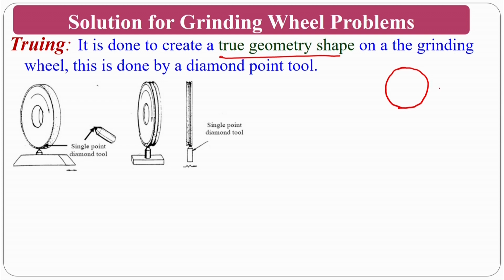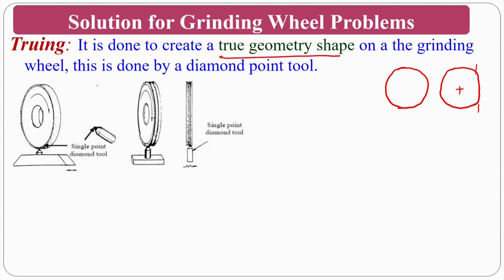Because of a sudden shock or something, if the grinding wheel becomes like this, what will happen? This particular portion became straight. I want to do the truing operation. That means I want to make it into a true geometrically circular shape.